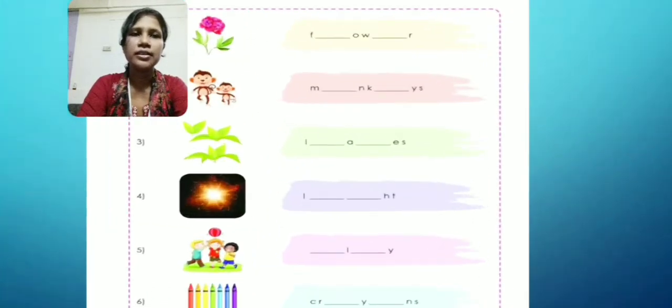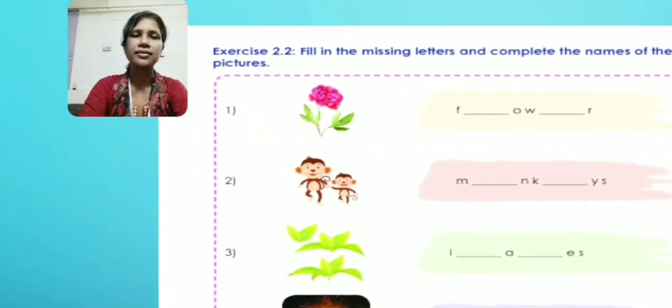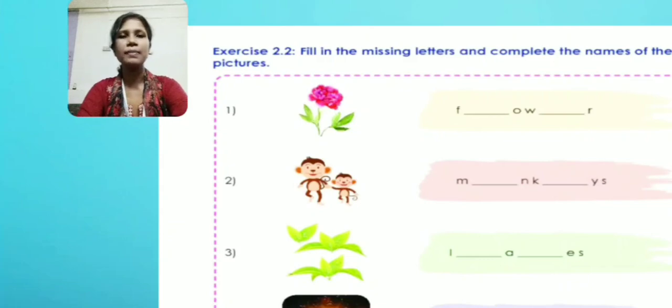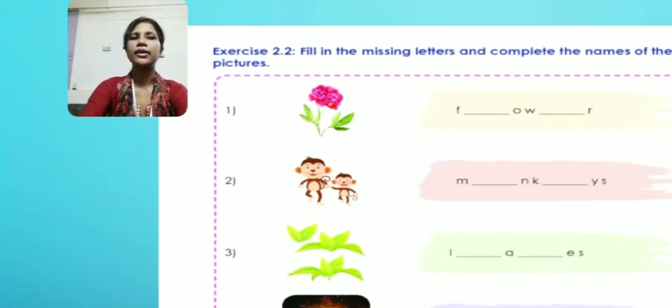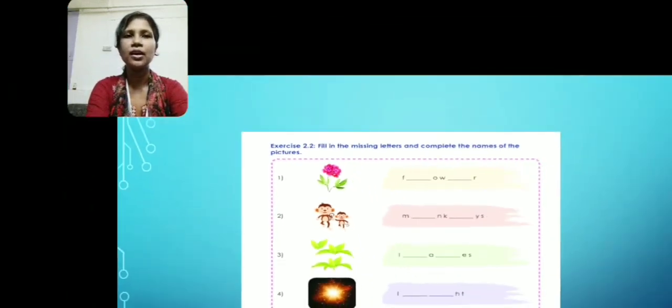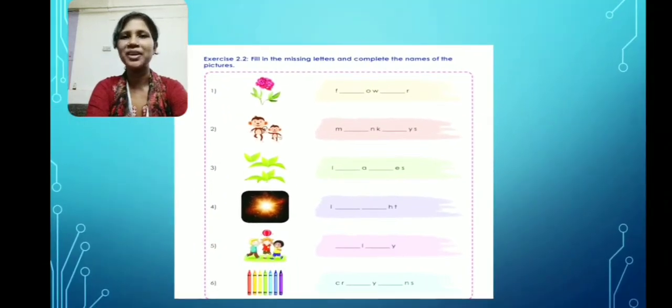Now, the next one is also the same, exercise 2.2. Fill in the missing letters and complete the names of the pictures. Same as exercise 2.1, the number 1 is a picture of a flower, as you all know. So here we have to write down F-L-O-W-E-R, flower. So likewise, you have to complete the whole exercise. I hope you will be able to do it, isn't it?